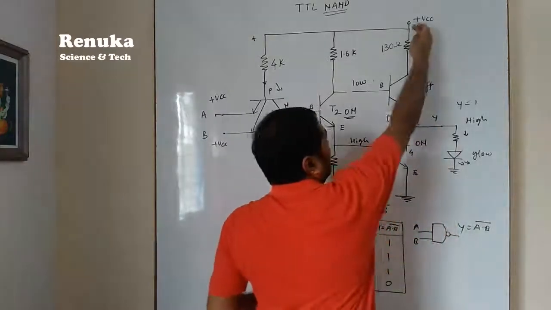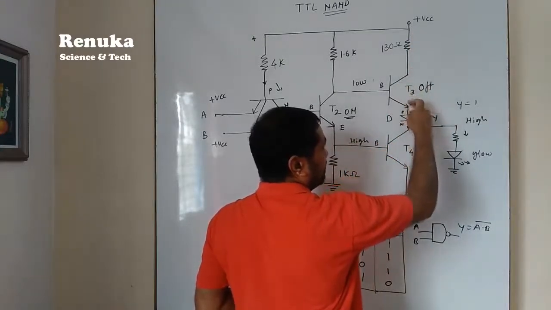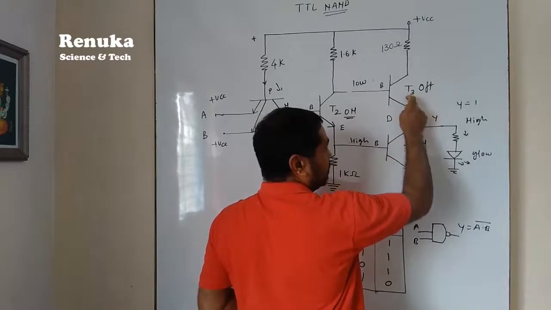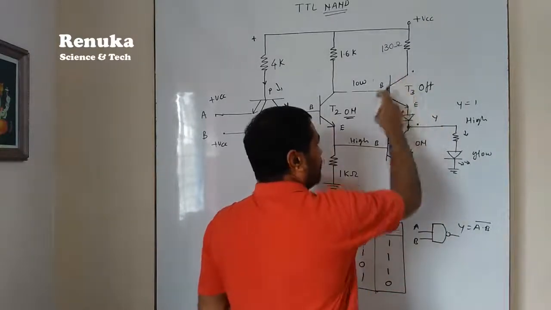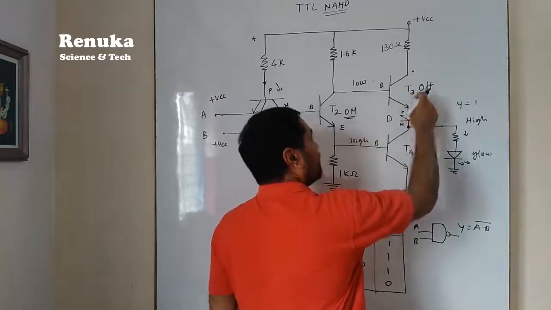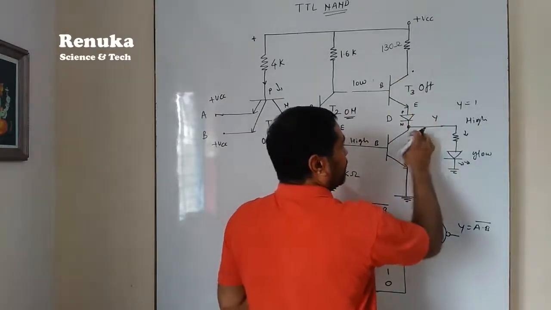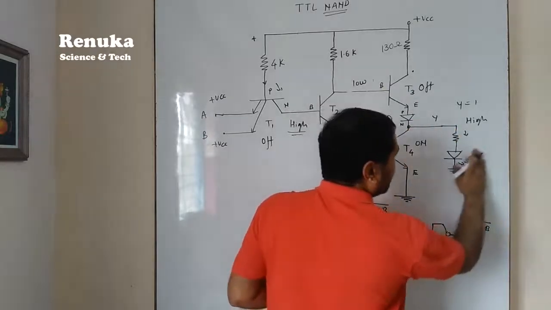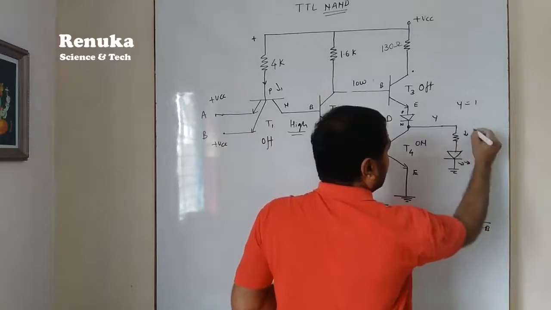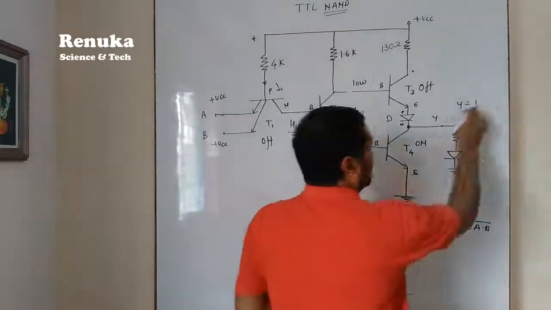Now, the current is starting from positive VCC, but the transistor T3 is off, so the current is stopped here, so no current through transistor T3 as well as through the diode. So if no voltage is there, then there is no current through the LED, so the LED will not glow, and we can say that the output voltage we are getting at the output is low, so Y equal to 0.